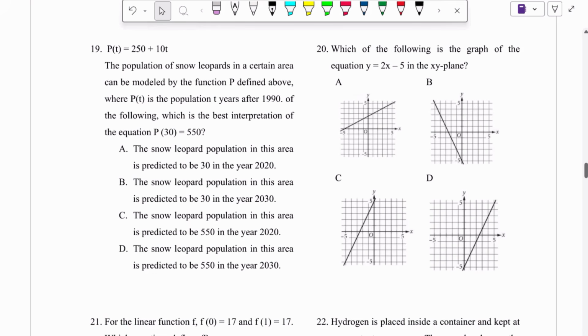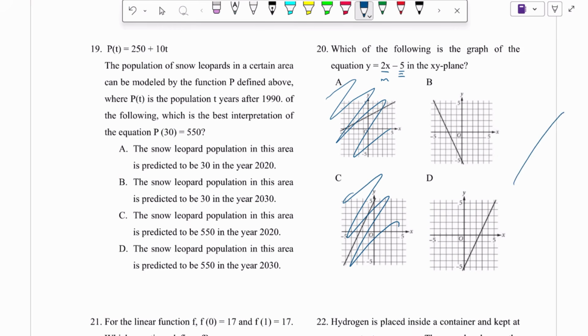Take a look here at problem 20. The equation y equals 2x minus 5. You have to know that this here is your slope, and this over here is your y-intercept. So if my y-intercept is -5, right away I know it's not A, and I know it's not C. Okay, my slope is a positive 2x. That means the line should be going up.